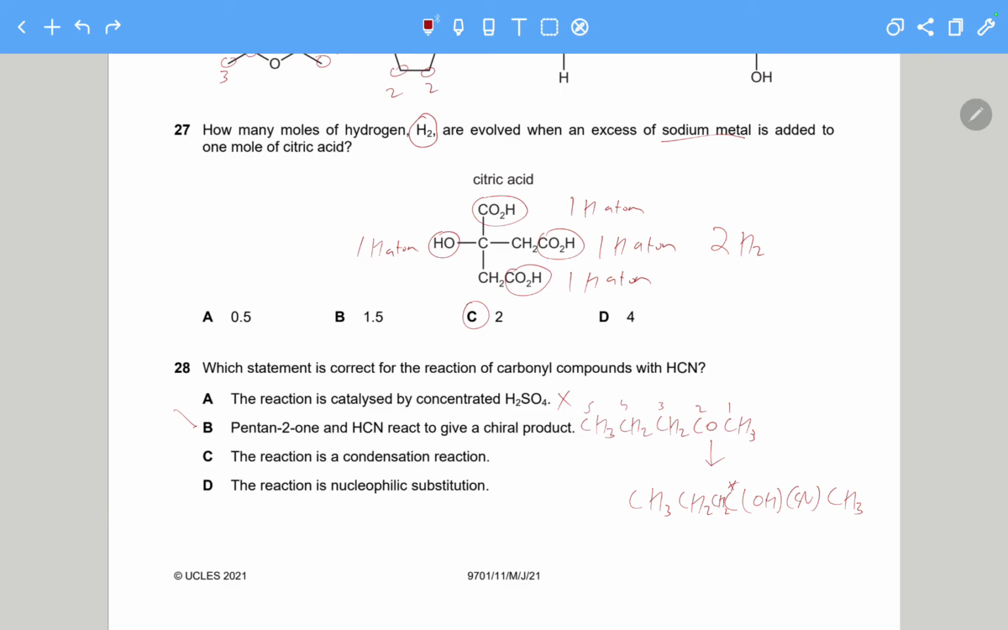C, the reaction is a condensation reaction. No, it's not, because no water is released. That's the definition of condensation reactions. And the reaction is a nucleophilic substitution, which is also wrong because it's a nucleophilic addition. And therefore the correct answer is B.